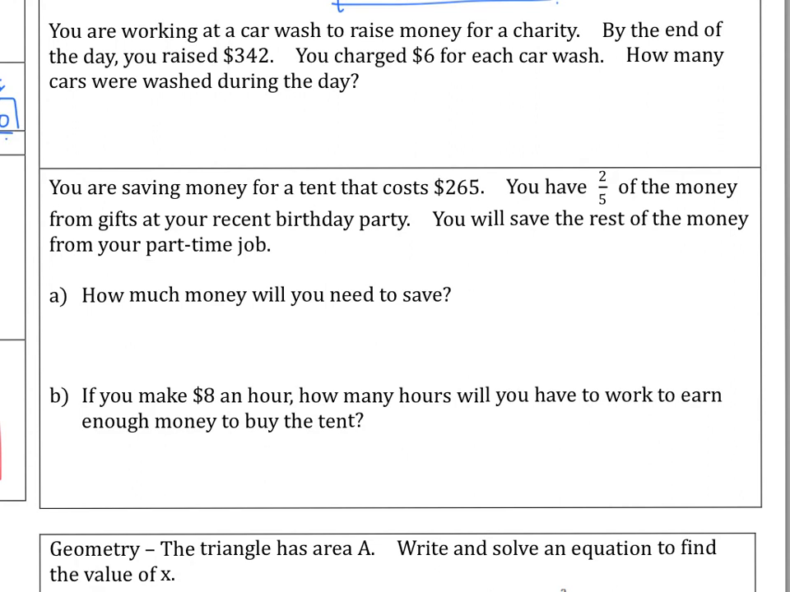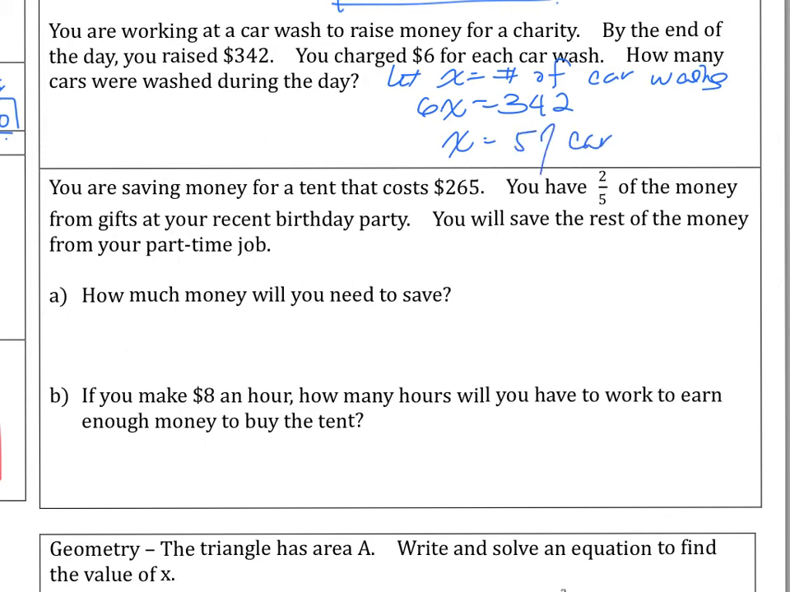You're working at a car wash to raise money for a charity. By the end of the day, you raise $342. You charge $6 for each car wash. How many cars were washed during the day? So you define your variable. Let x equal the number of car washes. $6 per car wash, so 6x would be the total amount you make. So we're going to set that equal to 342. And after you solve for x, you get 57. So the answer should be 57 cars.